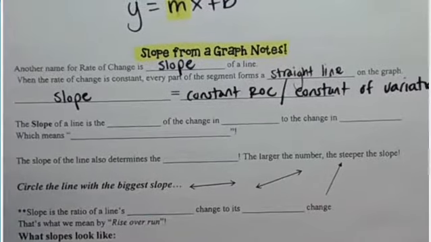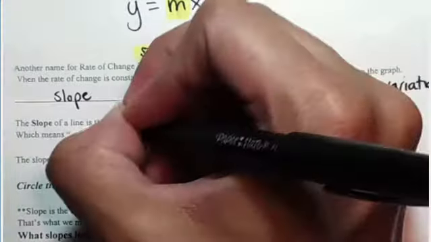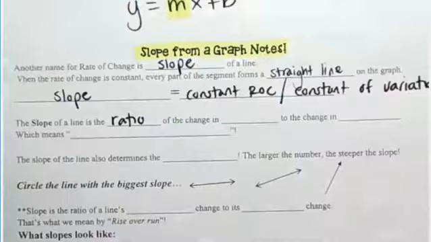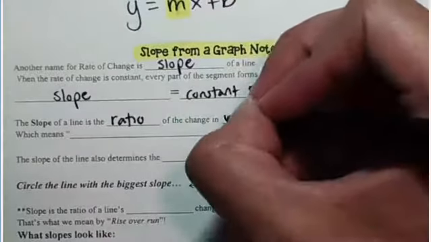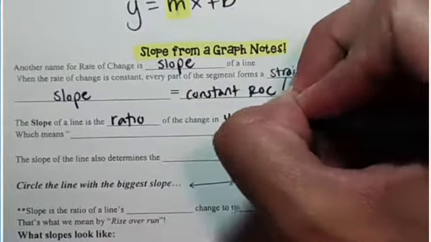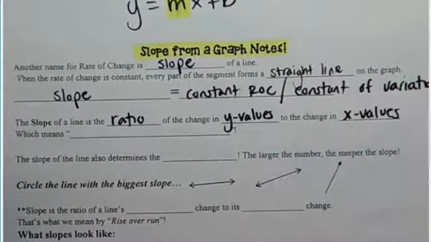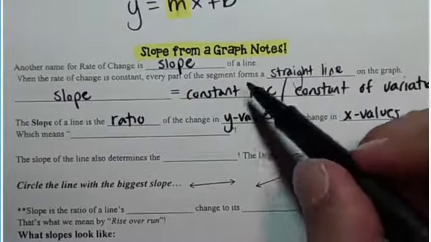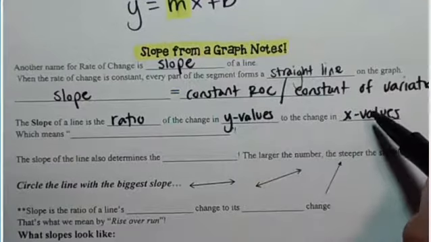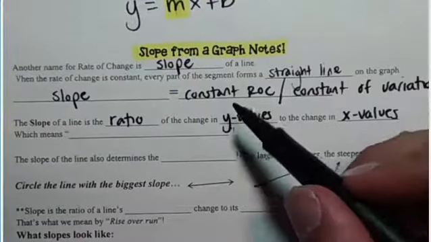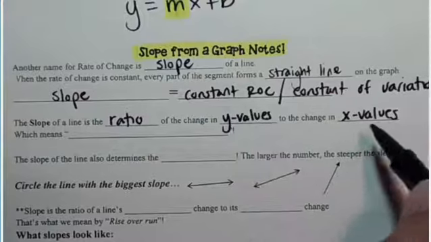So let's talk more about the slope. The slope of the line is the ratio, or again, the fraction of the change in y values to the change in the x values. Now, why is it the change in the y values over the change in the x values? Again, y values go up and down, x values go left and right. So why do we go up and down first and then left and right?